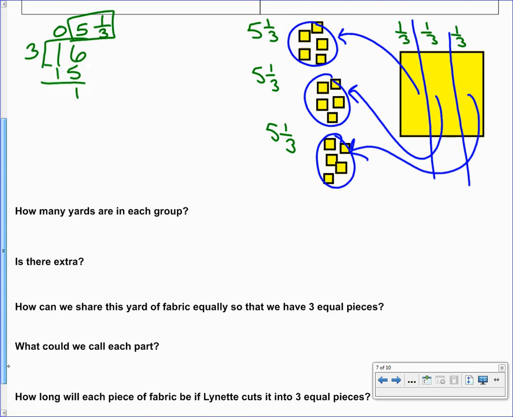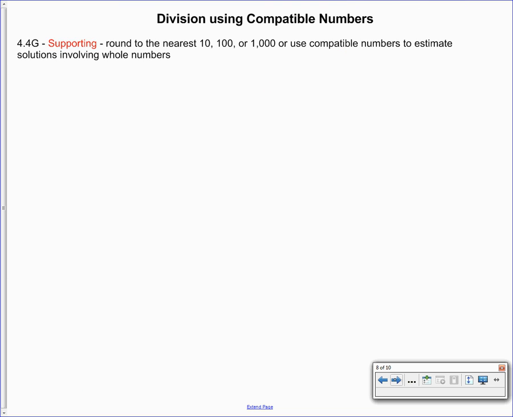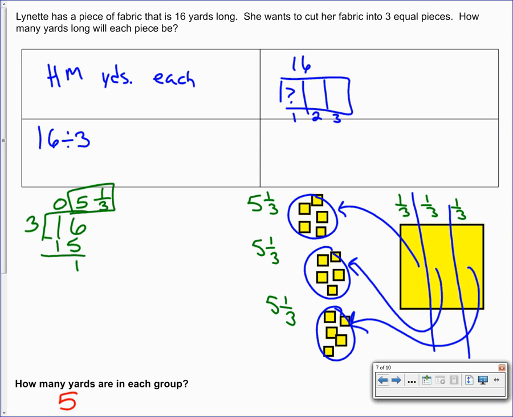So you look at our questions down here. How many yards are in each group? 5 yards. Are there extra? Yes. How can we share this yard equally? Divide into thirds. What could we call each part? Okay, well, we can call it a third. And how long will each piece of fabric be? It'll be 5 1/3. I know this last one was a little bit confusing. Go back, rewatch it, see if you understand, and if you don't, go ahead and write it down in the WISC, and we can take care of it in class. All right.